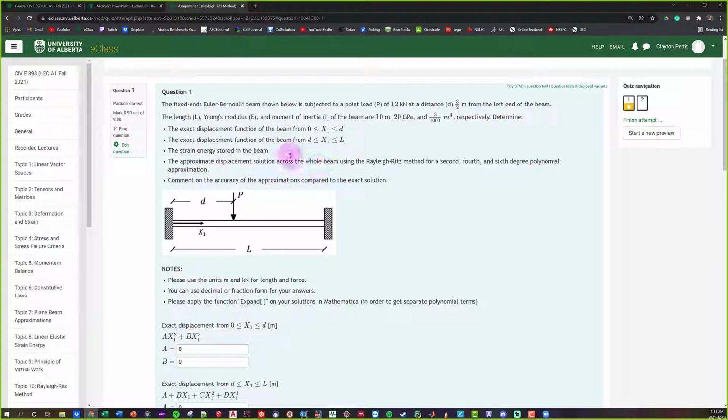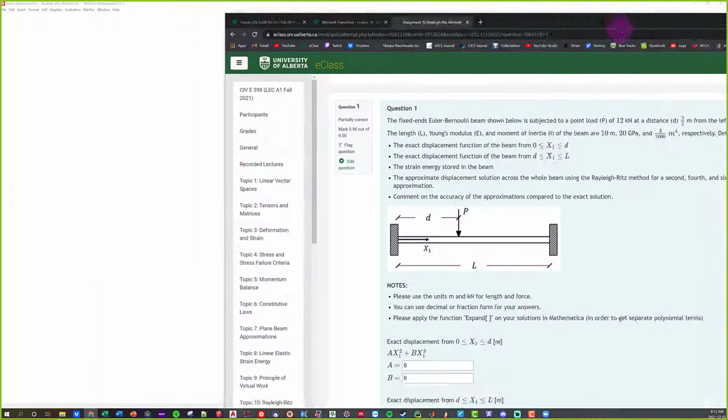Now, if we were to look at the question, it wants a couple things. First is the exact displacement, both in this first region from 0 to D, and then in the second region from D all the way to L. Then it wants the strain energy stored in the beam, and then finally the approximate displacement solution using the Rayleigh-Ritz method for a second, fourth, and sixth degree polynomial. As we're going to see, the process is going to be extremely similar to virtual work, but it's actually easier than virtual work, at least in my opinion, but I think that you all will kind of agree with me. So what we're going to do is jump into Mathematica.